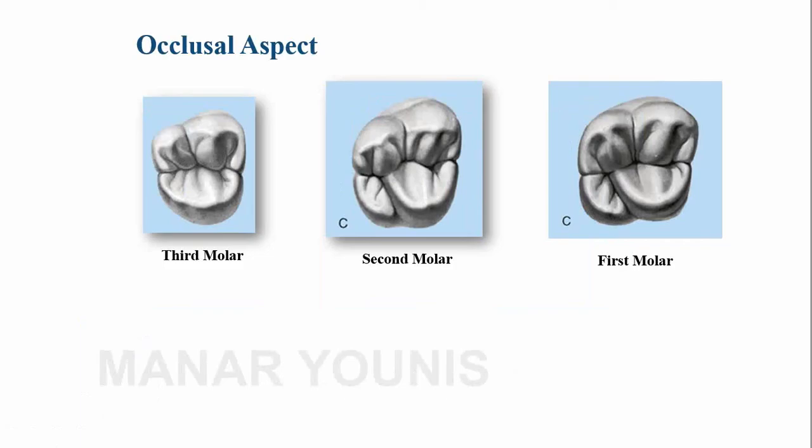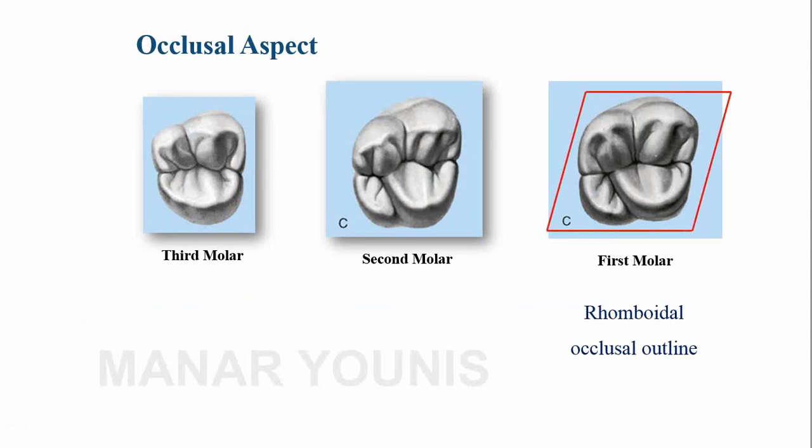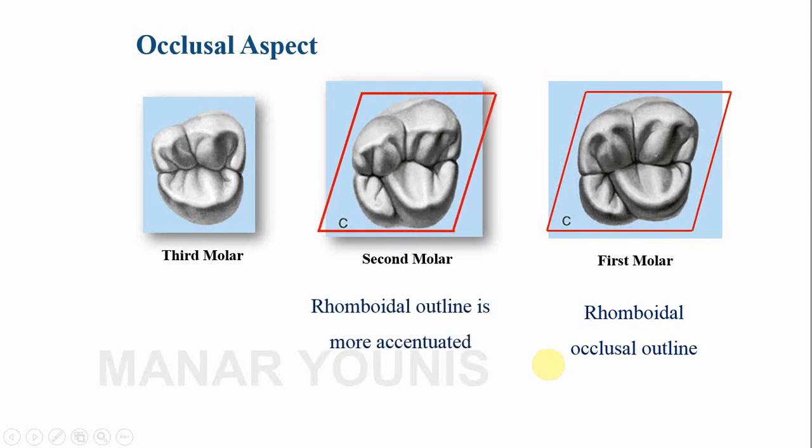Occlusal aspect. Outline of the occlusal surface. First molar shows a rhomboidal occlusal outline. The second molar also shows, in most cases, a rhomboidal outline. However, it's more accentuated since the mesiodistal diameter is less than buccolingual. The occlusal outline for the third molar is heart-shaped when it's presented with 3 cusps.